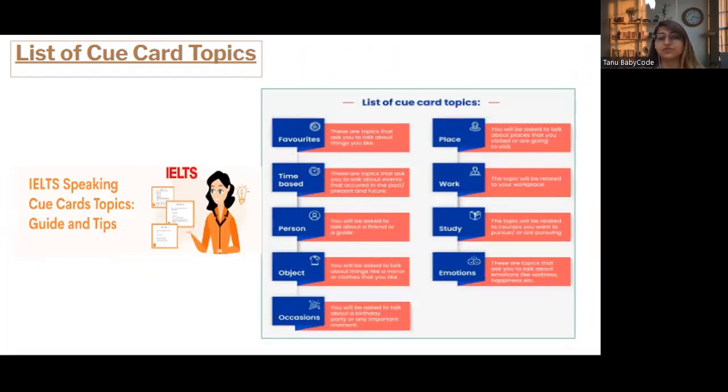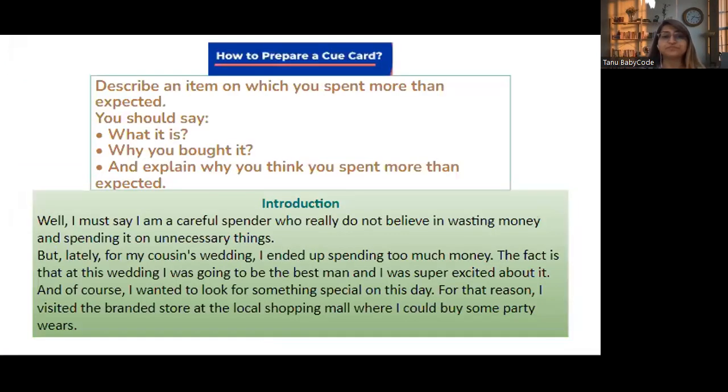These are the list of cue card topics. In the upcoming sessions, I will be coming up with all those cue card topics, like the favorites one, time-based cue card topic, person-based, object-based, occasion-based, place-based, work-based, study-based, and emotion-based. So these are the cue card topics. On the basis of these, you will get different cue cards.